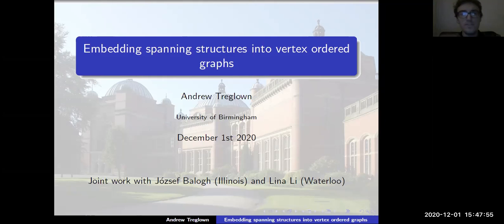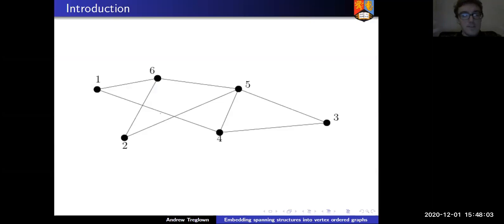So what's a vertex-ordered graph, firstly? Maybe you haven't seen that notion before. A vertex-ordered graph is a simple graph, just the usual kind of graph that we know and love, except that we're giving some ordering to the vertices. In this very simple example, we've got the vertices 1 up to 6. The vertex 1 is smaller than all of the other vertices, because it's given the smallest label, and so on. 2 is the second smallest, and so on.